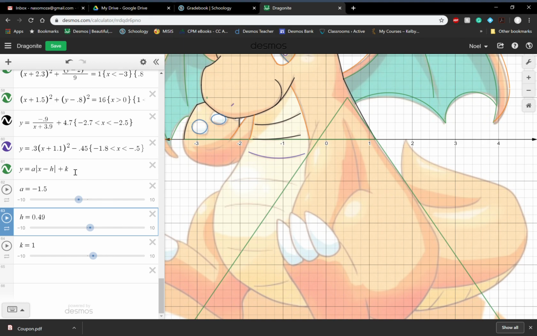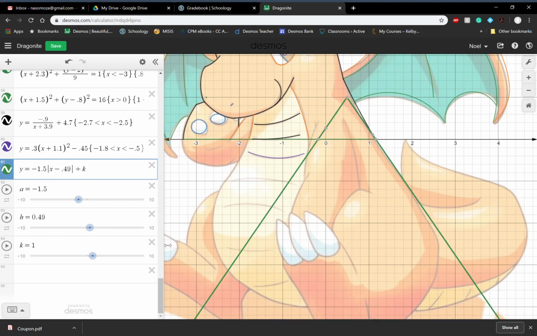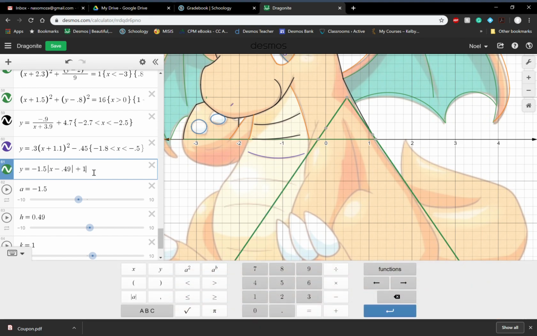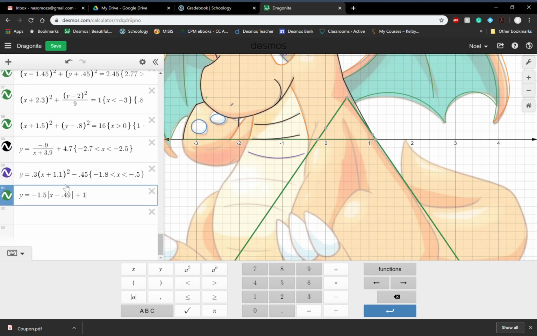So now, again, we change our A values one more time, negative 1.5. Change our H, that's a 0.49. And then my K is positive 1. Okay, so again, that's the way that you can use the sliders and then continue to use them, but you'll have to go back and type in the numbers.